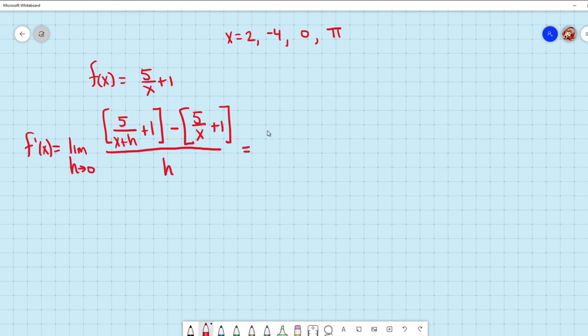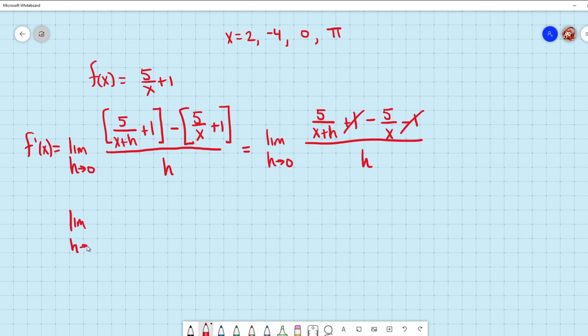So now moving forward, I'm going to distribute the negative. So I have 5 over x plus h plus 1, and then we have minus 5 over x minus 1, all that over h. So already I can cancel out the 1s. I'll rewrite the limit down here. And now I have 5 over x plus h, minus 5 over x, all over h.